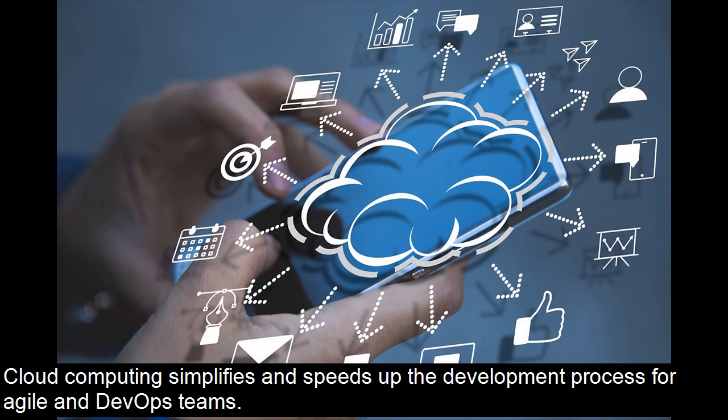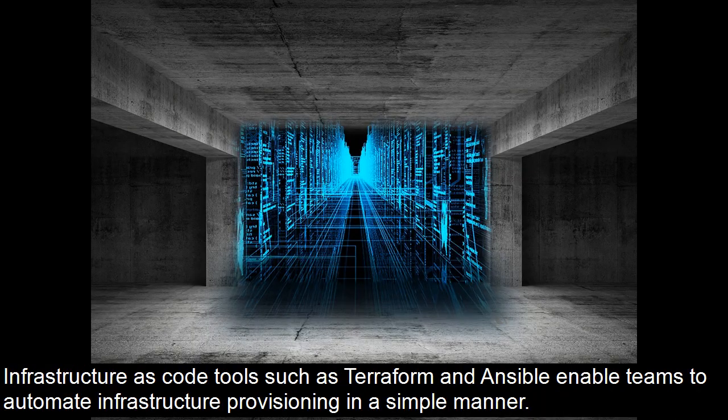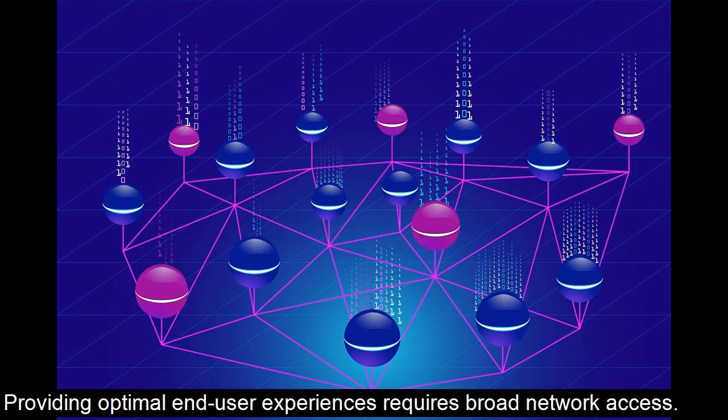Cloud computing simplifies and speeds up the development process for Agile and DevOps teams. Cloud computing providers that offer self-service APIs allow users to requisition new resources and scale existing resources at any time. Infrastructure as code tools such as Terraform and Ansible enable teams to automate infrastructure provisioning in a simple manner. Providing optimal end-user experiences requires broad network access.